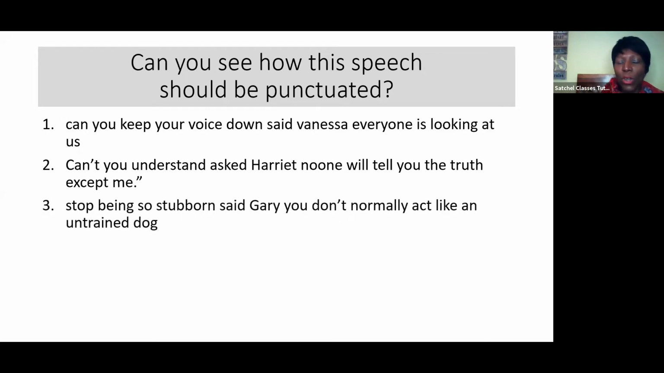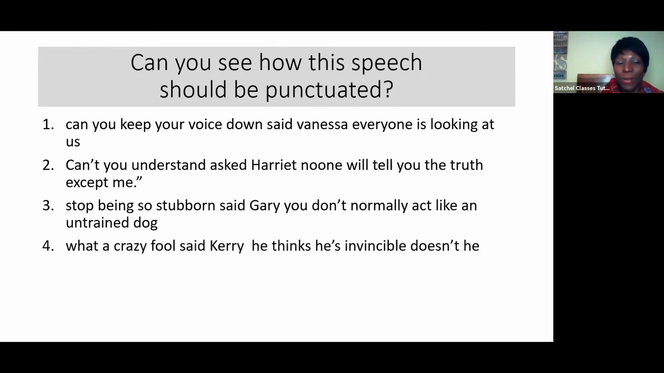Number 3: stop being so stubborn said Gary you don't normally act like an untrained dog. So again, it's adding humour to the fiction writing through speech. Where would the exclamation marks be? Where would the capital letters be? And where would the speech marks be?